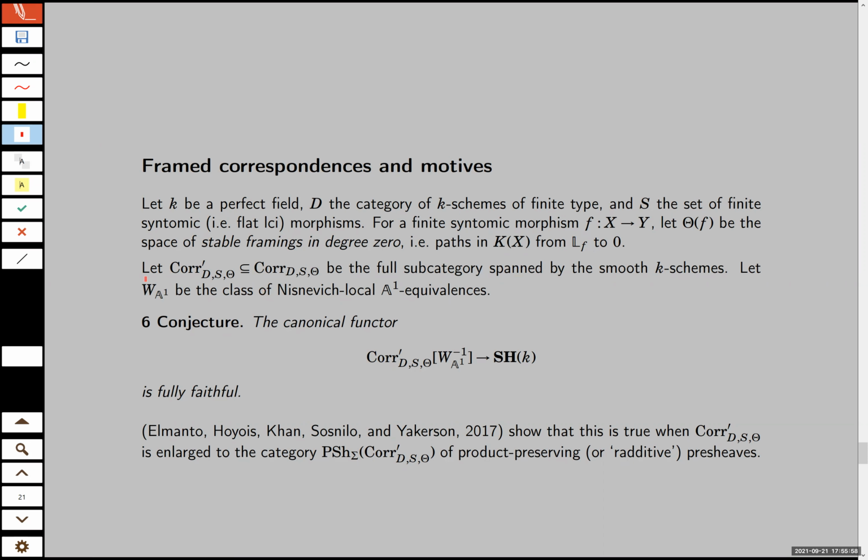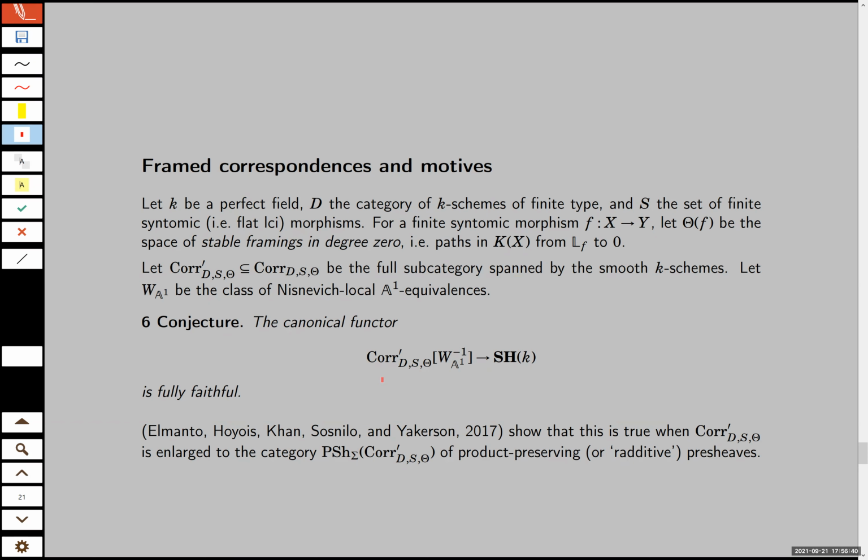So the objects in this category are smooth K-schemes, and the maps are correspondences whose kernel might be a non-smooth K-scheme, but which is a finite flat LCI over the source, and is decorated with this trivialization. This is a kind of analogy to something you might expect in the ordinary theory of manifolds, which is that a framing on a manifold gives you a fundamental class in stable cohomotopy groups, stable homotopy groups. And this is the algebraic geometric analog of that.